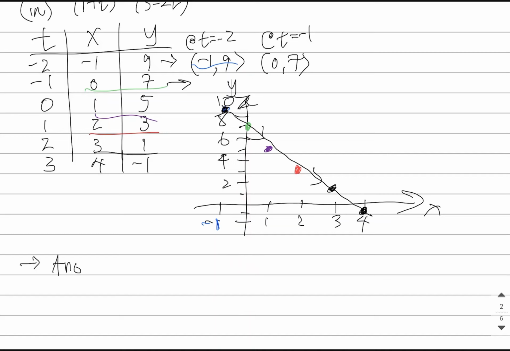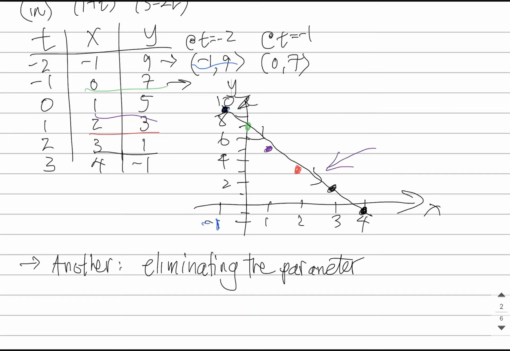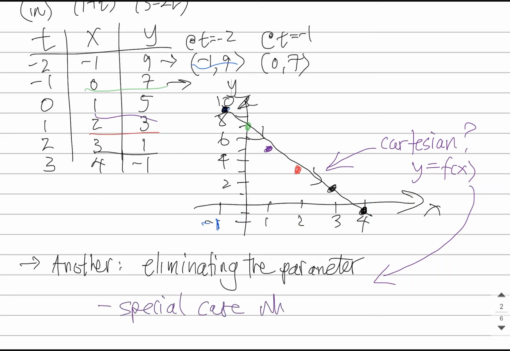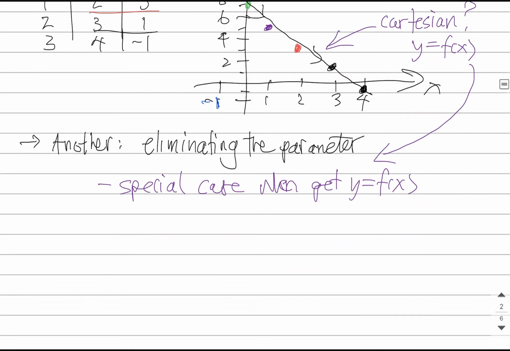Now, another method is something called eliminating the parameter. When I look at this result above, it looks so simple. It just looks like a straight line. In fact, I would love to know the Cartesian equation of this line, because it looks like something like this would be able to be graphed as a function. So this is a special case when we can get y equals f of x. We won't always be able to get this, but sometimes we can.